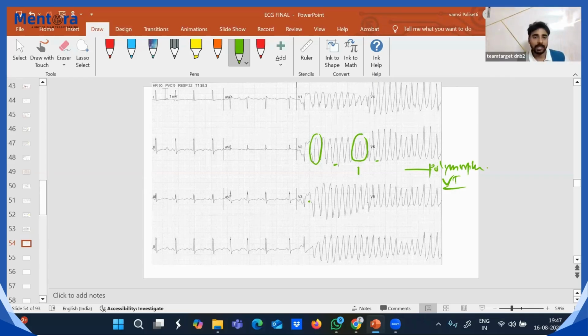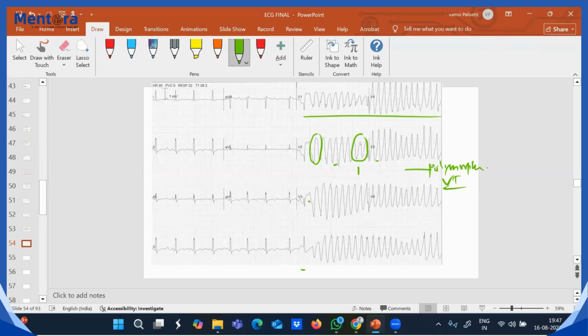This is only a normal pattern, just until here is the normal pattern. Suddenly he developed VT here. Until then he is in normal sinus rhythm only. Suddenly he got VT. If you see this properly, there is one more point I want to mention here.